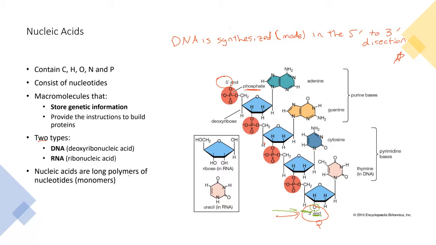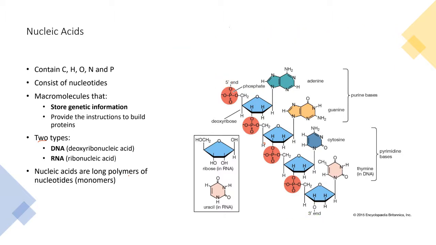I'm going to erase, so feel free to pause. Now you see here you have the sugar phosphate backbone, which I showed you already. And then what sticks out? The nitrogenous bases: adenine, guanine, cytosine, and thymine.